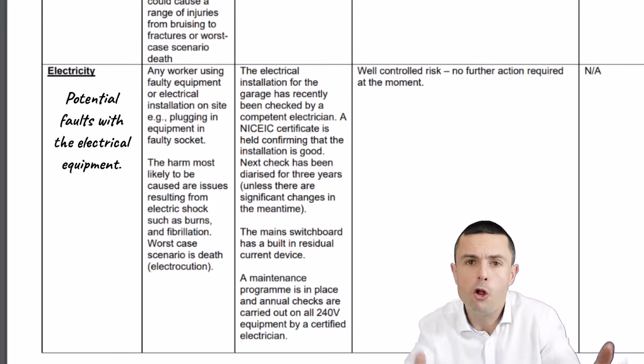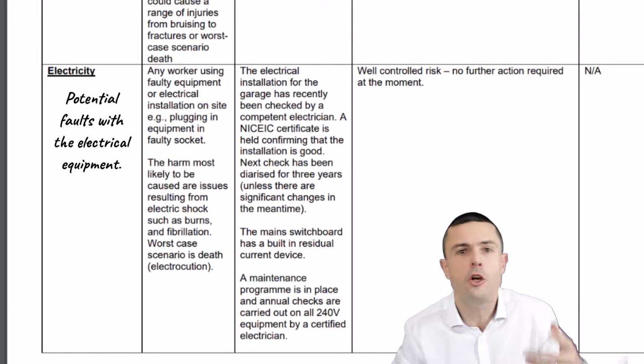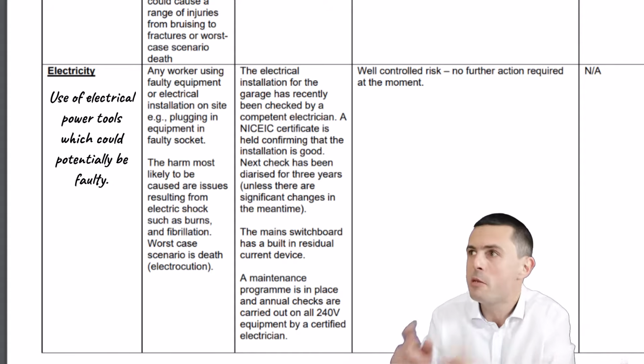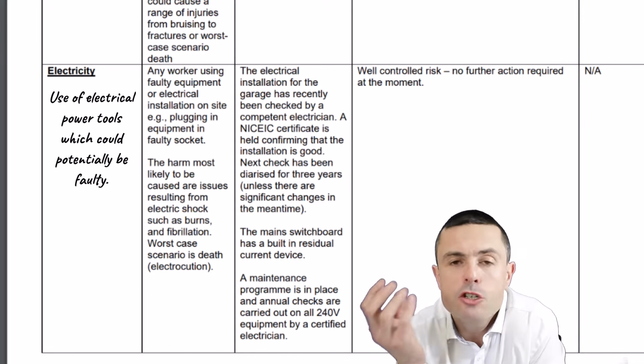And yet I've got a small number of examiners who seem to think that they want to see electrical faults. So you might have to write something like potential faults with the electrical equipment, or use of electrical power tools which could potentially be faulty. And that's just going to make sure that the examiner doesn't fail you on that pedantic point. You don't have to say faulty, you could say defective, you could say damaged, you could say live exposed electrical parts on the power tools. Whatever fault you want to write down, you write that down.